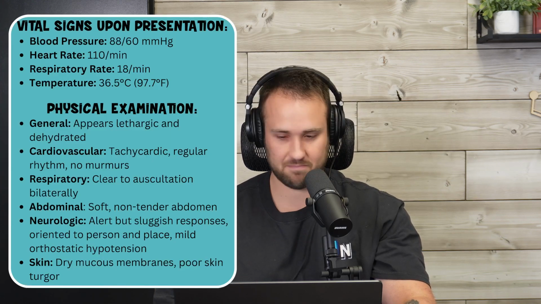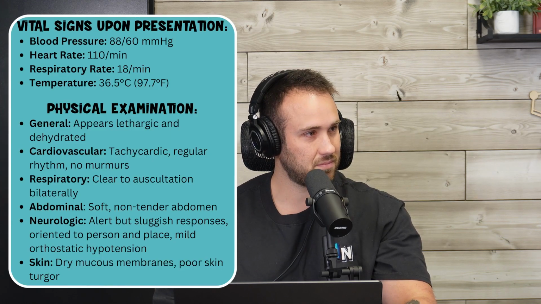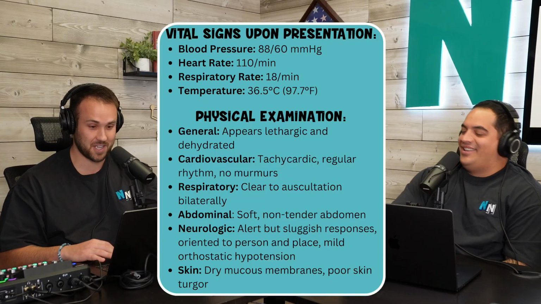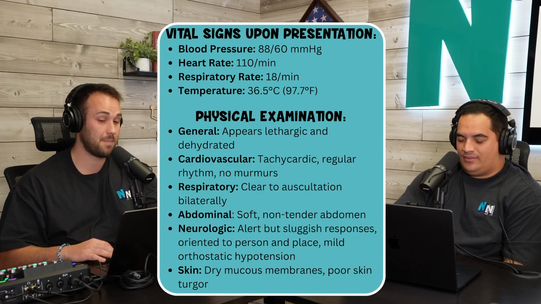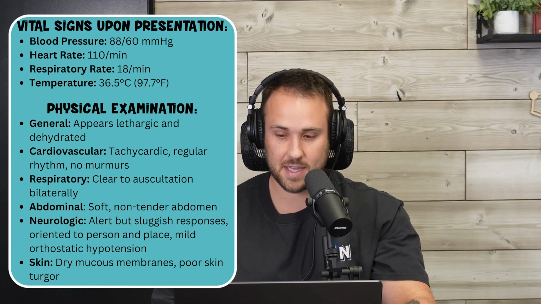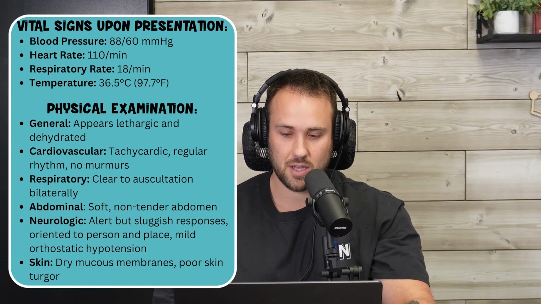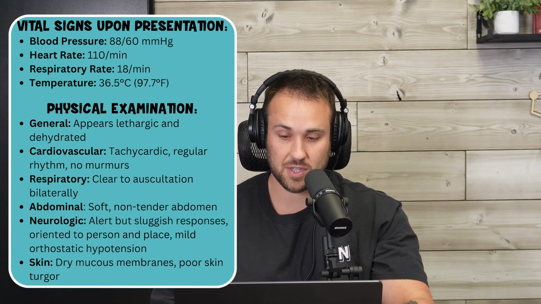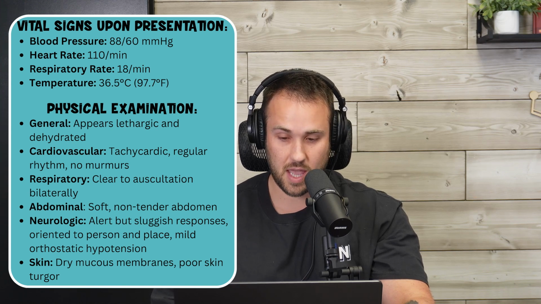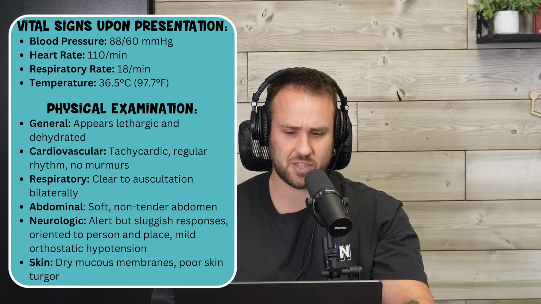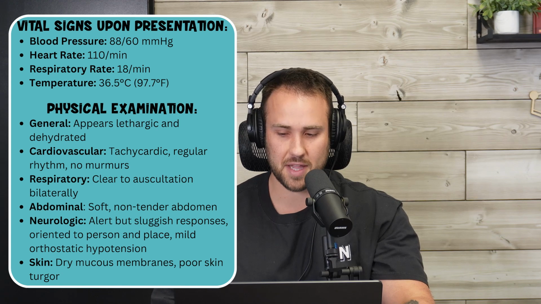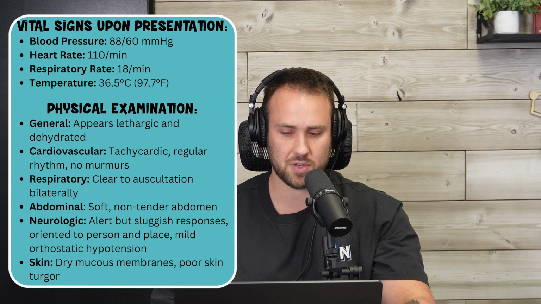For her exam, we take her vitals. We have a BP of 88/60. That's not good. She's not perfusing anything. No, it's not good. Heart rate's up. It's 110. Respirations are 18, and her temp is 97.7. O2 sat's 98% on room air. She appears lethargic and dehydrated. She is clear to auscultation bilaterally, soft, non-tender. For neuro, she's alert but with sluggish responses, oriented to person and place, with mild orthostatic hypotension. For her skin, she has dry mucous membranes and poor skin turgor.